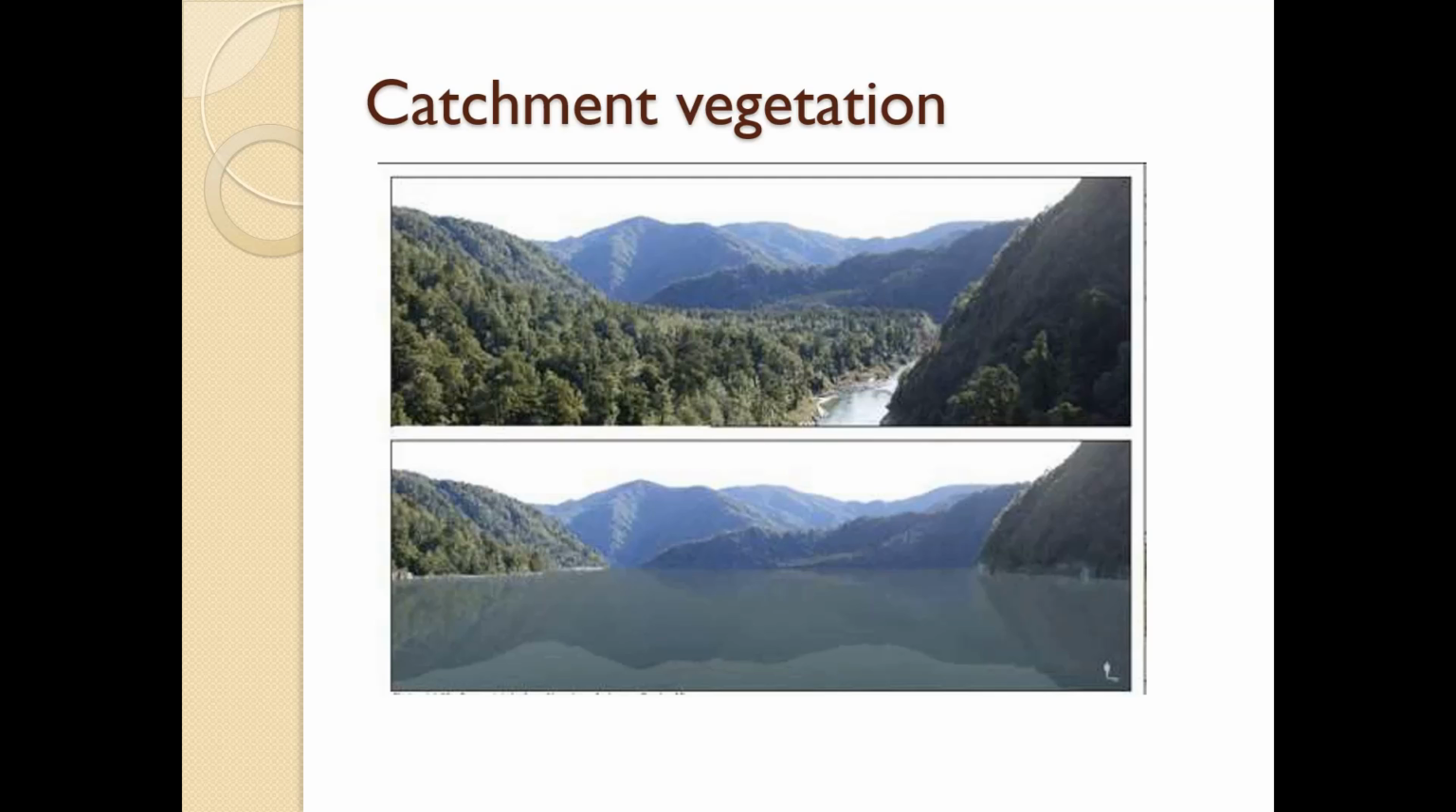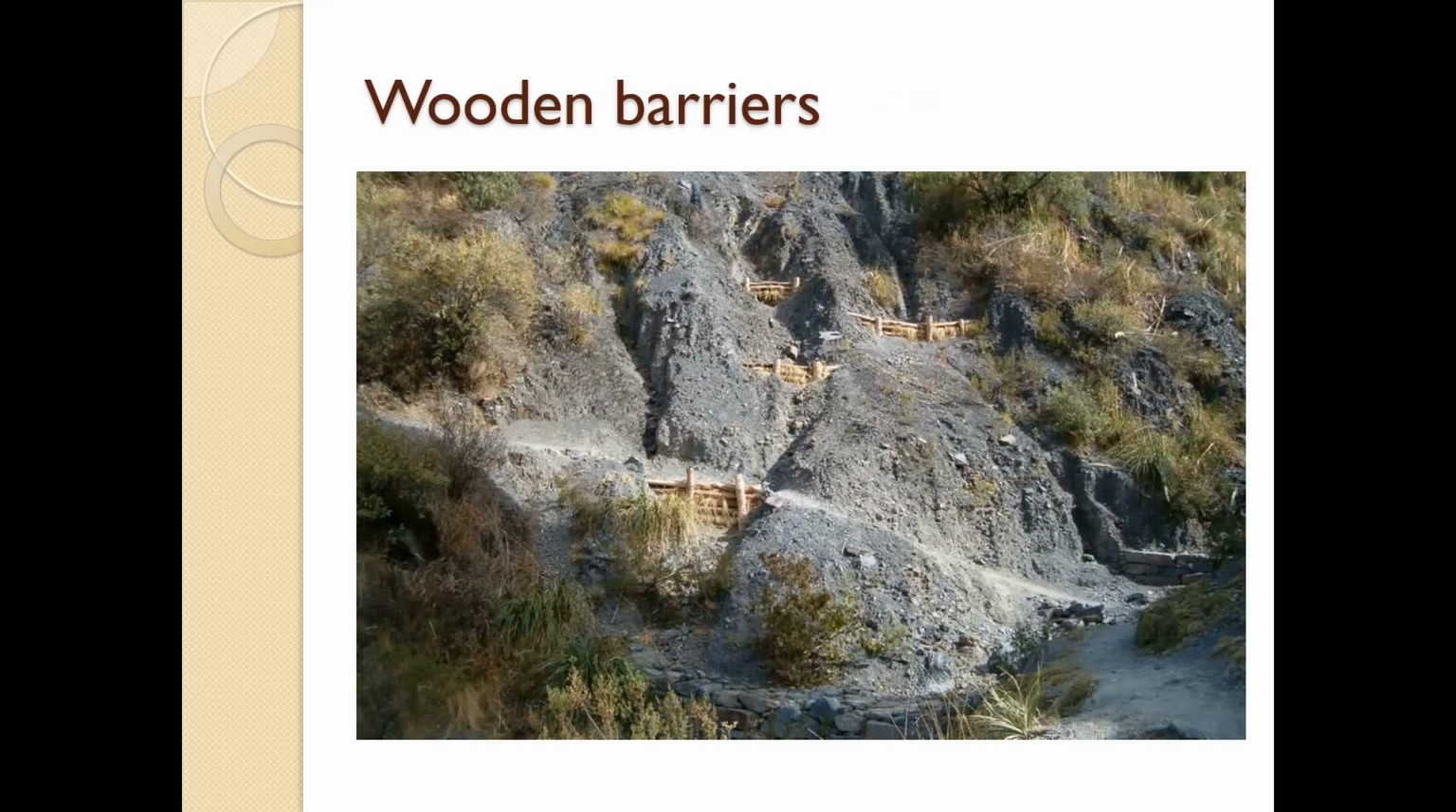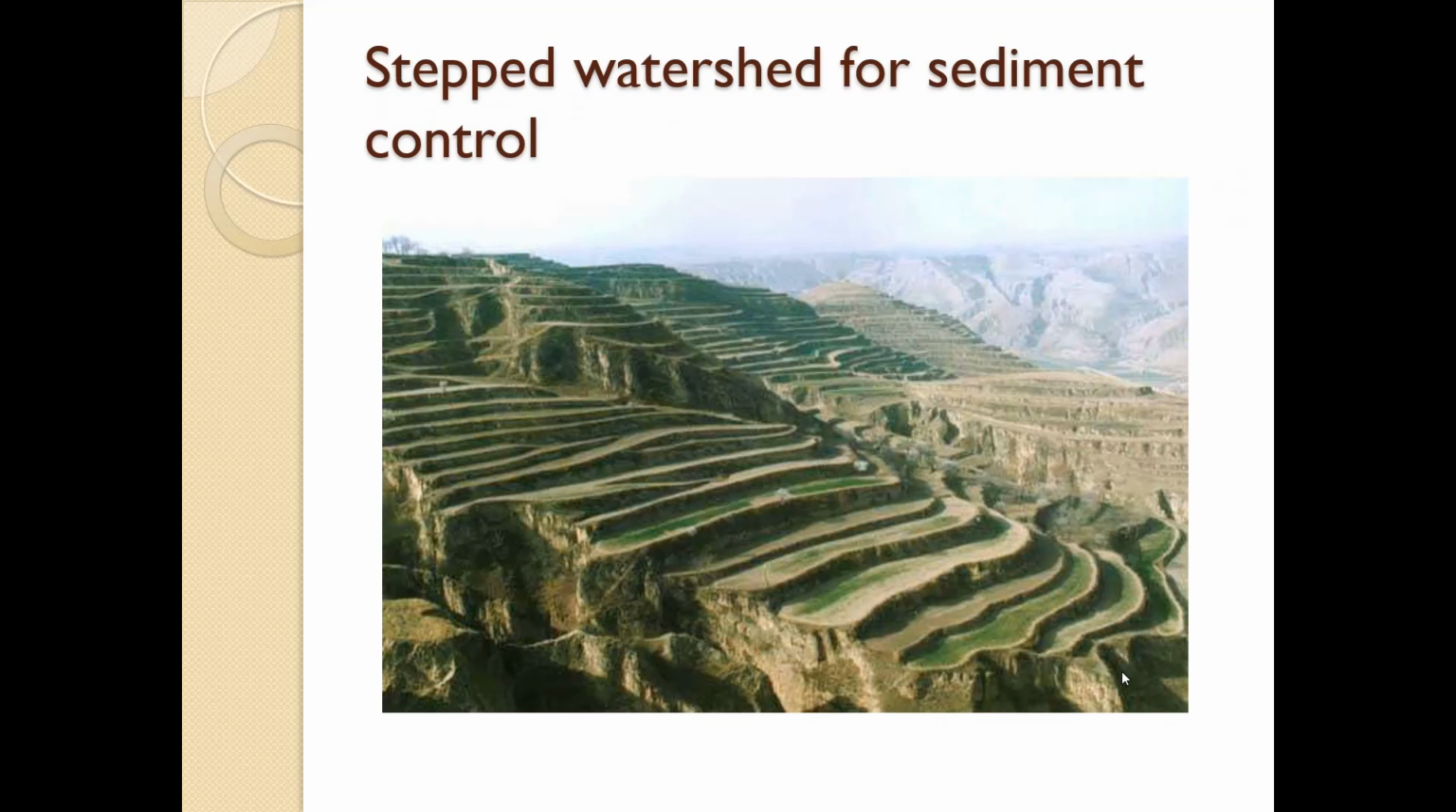Here you can see some pictures of catchment vegetation. Then wooden barriers have to be provided. So here this silt is trapped, and then water flows into the catchment area or the reservoir. And here stepped watershed sediment control has been done: water comes through these steps, and because of the reduced velocity, the sediment or silt settles over on these beds.